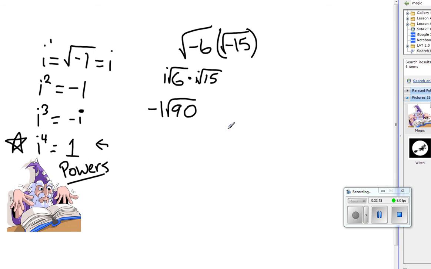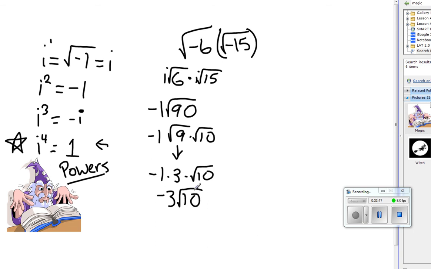And now we can actually simplify the square root of 90. The square root of 10 times the square root of 9. Very good. And we can do that because the square root of 9 is 3. So now we have negative 1 times 3 times square root of 10. And then negative 1 times 3 is just negative 3 times the square root of 10.